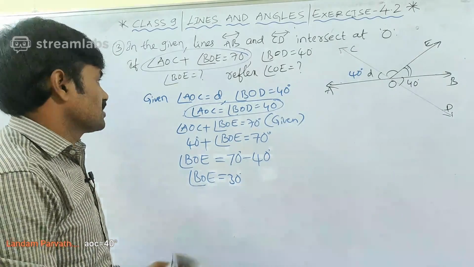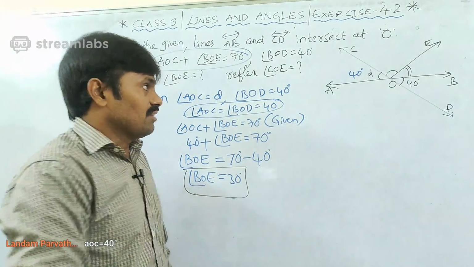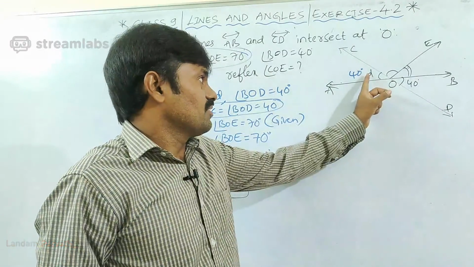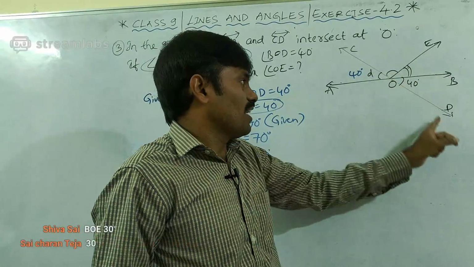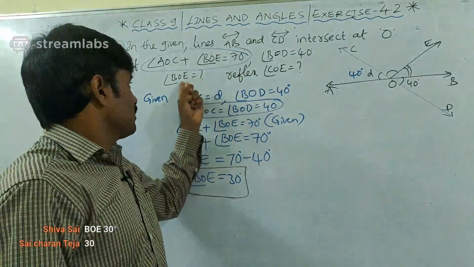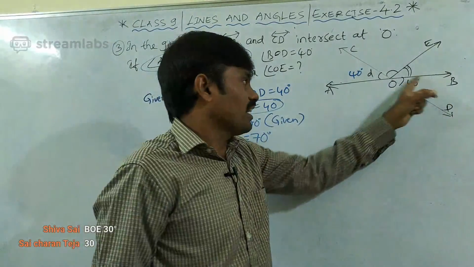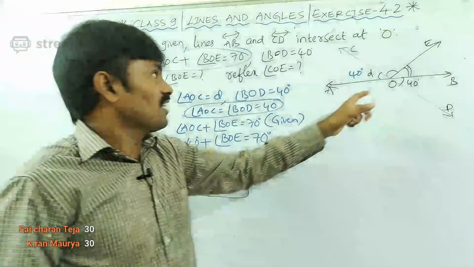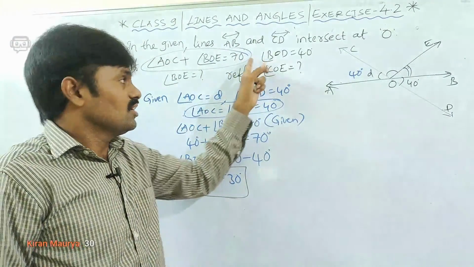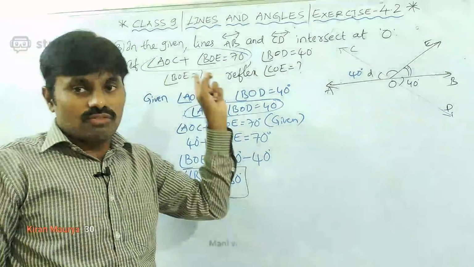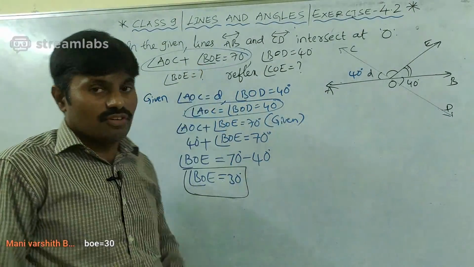They asked us to find angle BOE. I repeat this part again. Here what is given? The relation between angle AOC and angle BOE is given, and they said that the value of angle BOD is 40 degrees. Now what is our first task? We have to find the value of angle BOE. To find angle BOE, which angle do we require? Since angle BOE and angle AOC sum to 70, we need the value of angle AOC to find angle BOE.